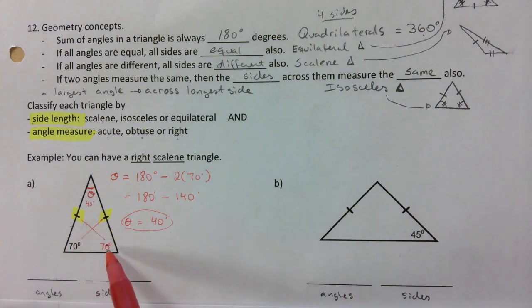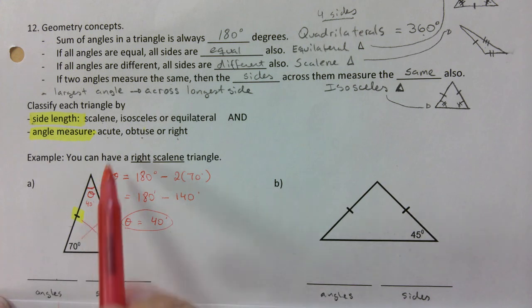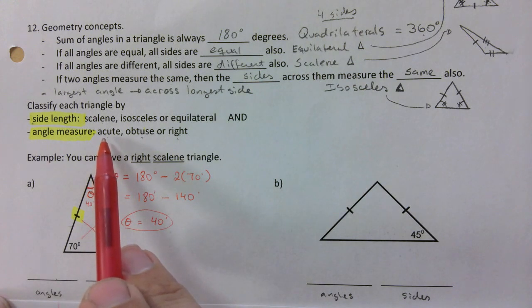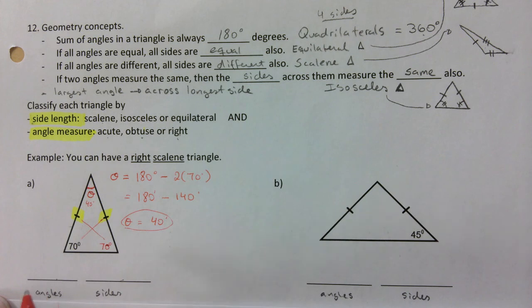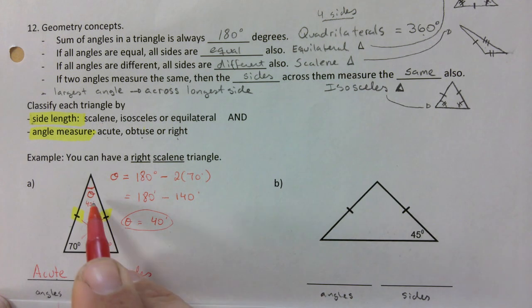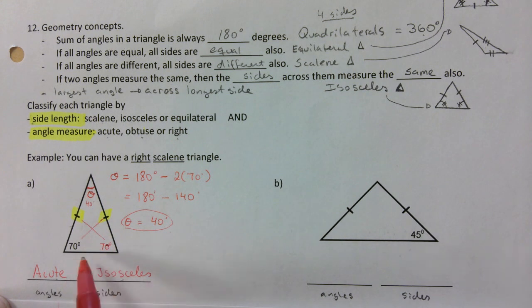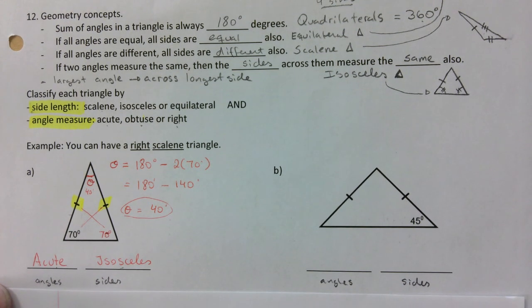So we know all three angles. And so none of them is bigger than 90, okay? So this is definitely an acute triangle when it comes to the angles. Sides is an isosceles, okay? Because this angle is different, that means that this side will be different also. So only two sides are the same for sure. Okay. Next.